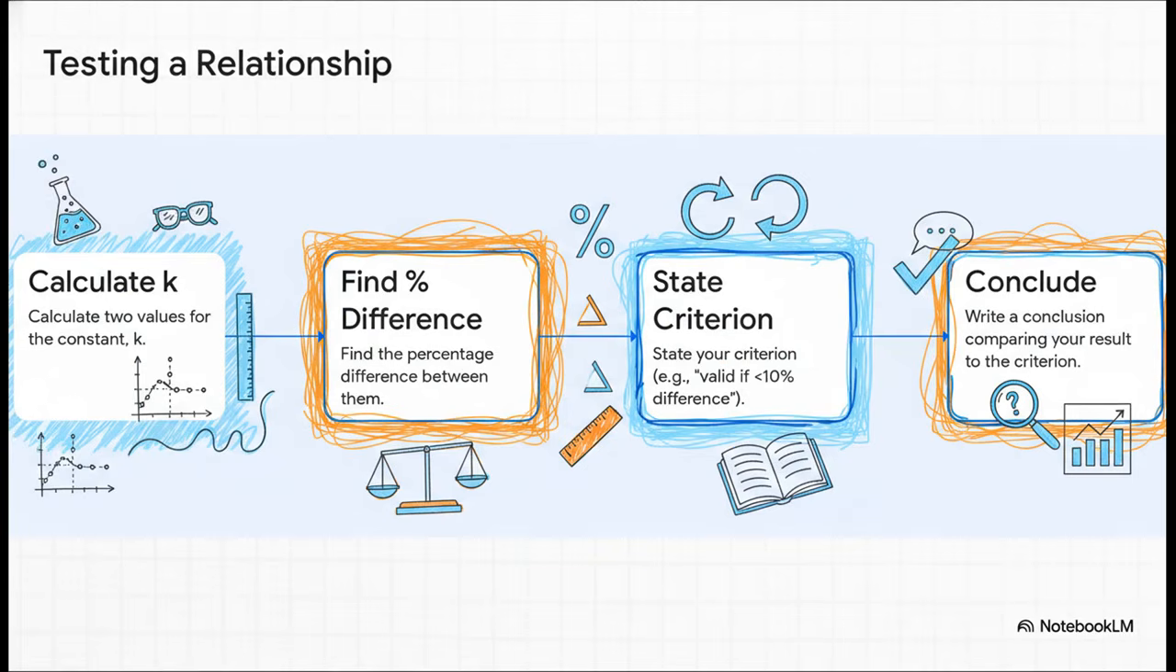Now, often in question 2, they'll ask you to test if a relationship is true. Don't sweat it. There's a simple 4-step recipe. 1. Calculate your constant k using 2 different sets of your data. 2. Find the percentage difference between those 2 values. 3. Tell the examiner what your condition for success is before you conclude. Something like, if the difference is less than 10%, the relationship holds. And 4, write a final sentence that clearly states whether your result met that condition or not.